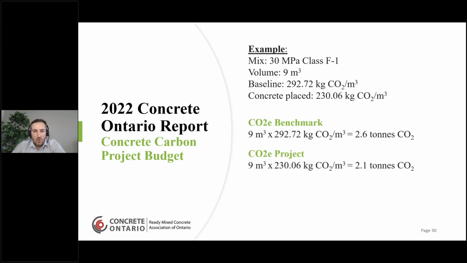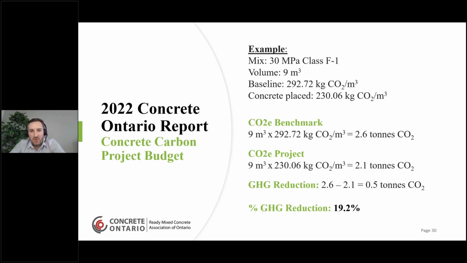Then, when you actually go to pour the concrete and you're optimizing your mix designs, you're including more slag, you're using all those aspects that are able to reduce your CO2 output. And as I mentioned, the mix that would be used for this project, 230.06 kgs of CO2. So you get about a 0.5 ton difference between what was benchmarked and what was actually poured on the project through mix design optimization and using better raw materials. You calculate the percent GHG reduction, and you get about a 19.2% reduction from the baseline for this project.